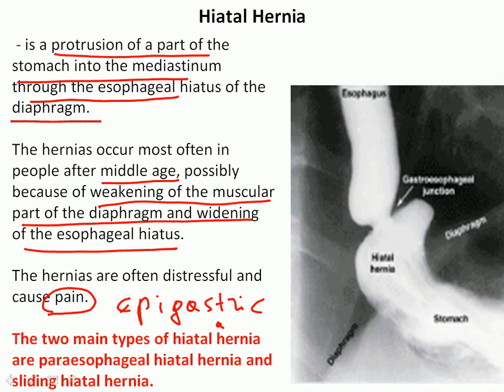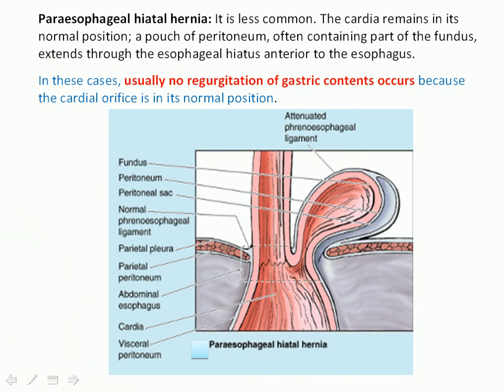Sometimes the presence of a hiatal hernia may lead to pretty serious consequences, even to development of esophageal cancer. The two main types of hiatal hernia which you need to know are paraesophageal hiatal hernias and sliding hiatal hernias. Let's discuss paraesophageal hiatal hernias.